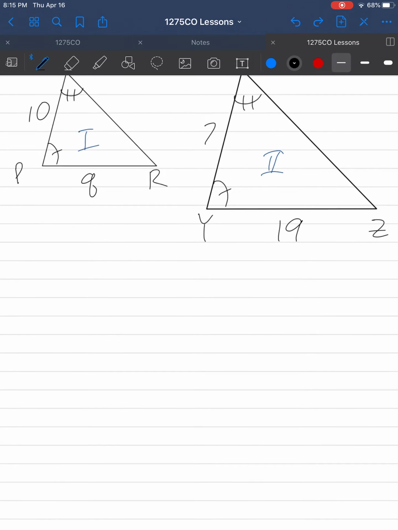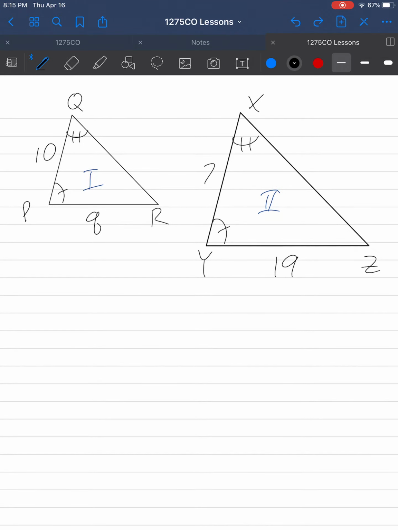Number one here, triangle 1 is triangle PQR, has a side length of 10 over here and a side length over here of unknown Q. XYZ is the larger triangle, side length of 7, bottom side length of 19.